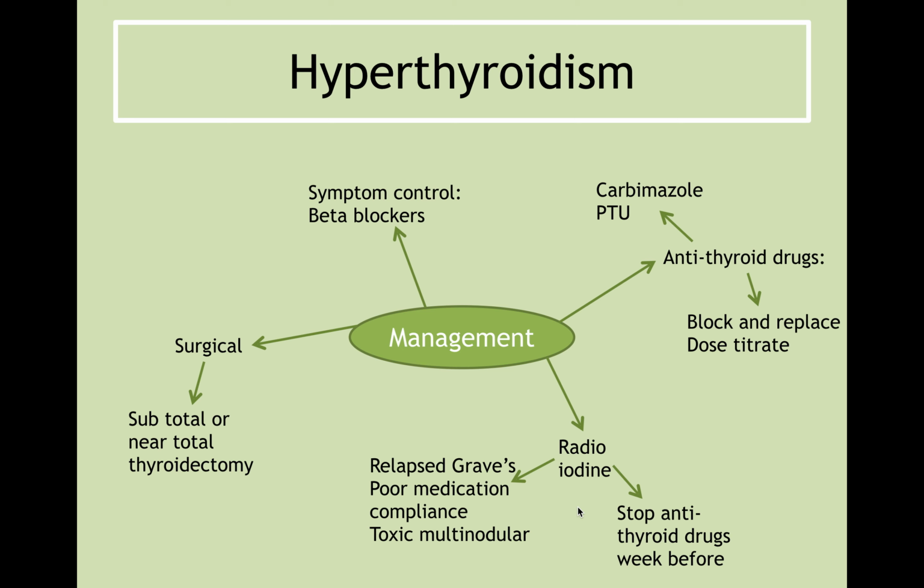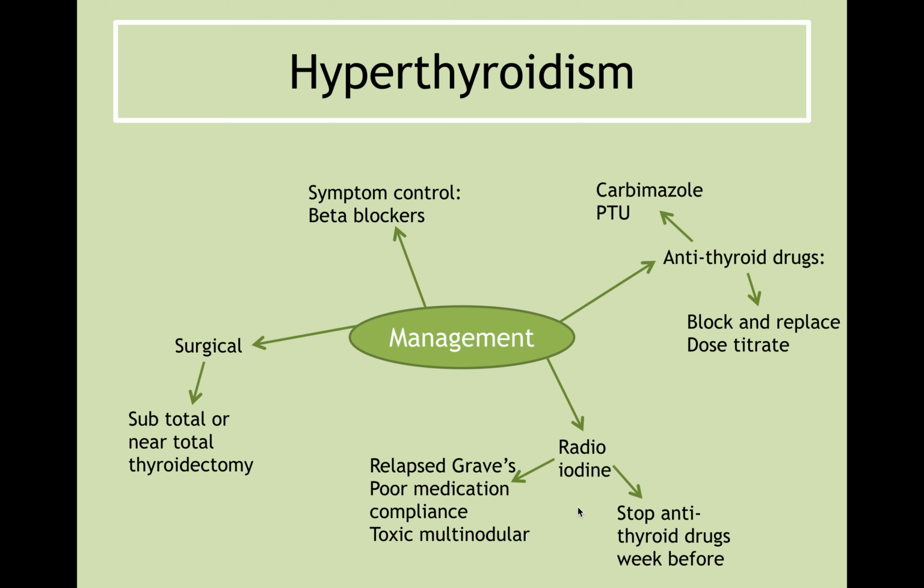So management of hypothyroidism. So patients might need symptom control. That can include beta blockers if they're finding that they're very tachycardic all the time. Beta blockers can help them with some of their symptoms. Mostly patients take antithyroid drugs such as carbimazole or PTU. PTU is generally reserved just for patients in pregnancy, or if they have a thyroid storm, it's used.